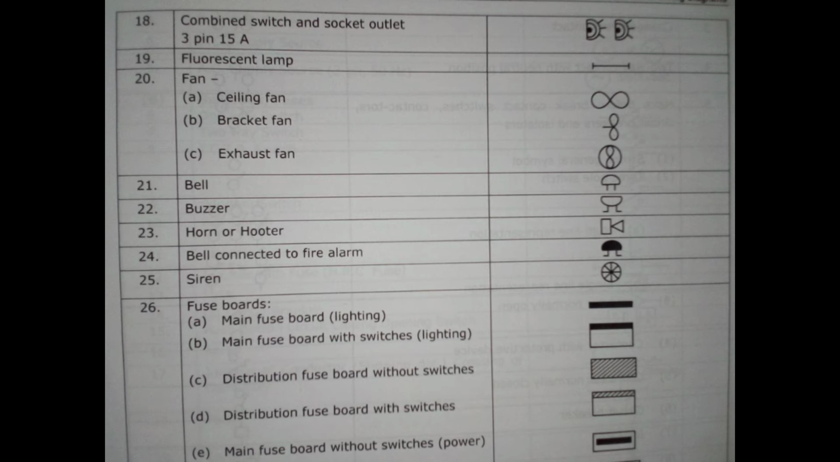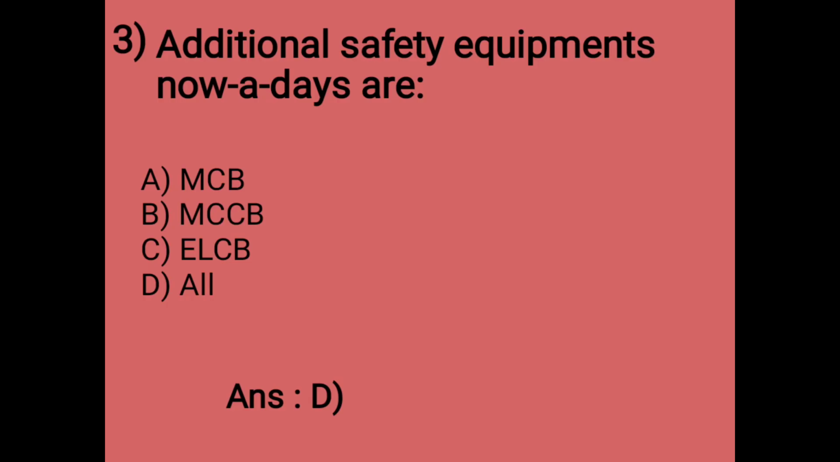C is distribution fuse board without switches. D is distribution fuse board with switches. E is main fuse board without switches. So this is the symbol of this. Then we see the next question.